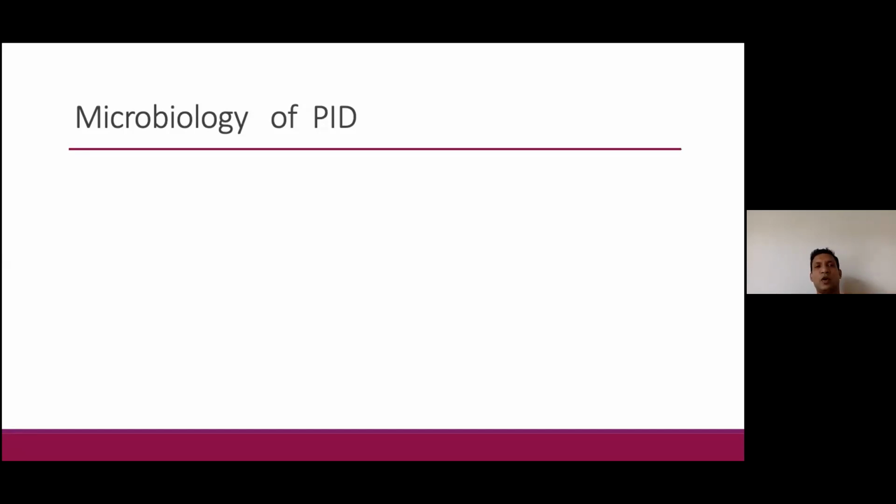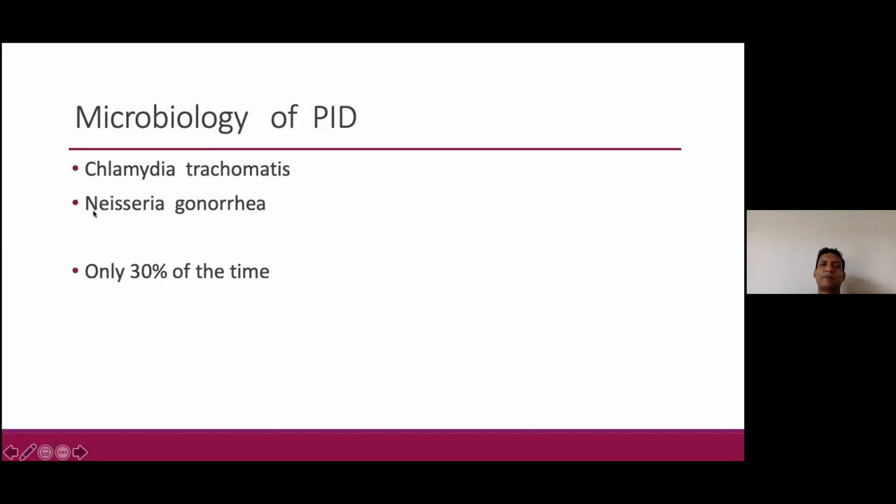So we are going to talk about what are the causes, what is the microbiology of PID, right? So chlamydia and trichomonas. Now, when somebody talks about PID, chlamydia and gonorrhea come into the picture, right? But remember, it's only 30% of the time. I have seen that when somebody has an ectopic pregnancy, people think that person has gonorrhea or chlamydia.